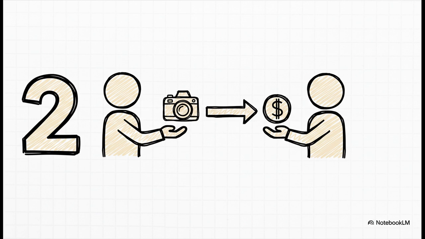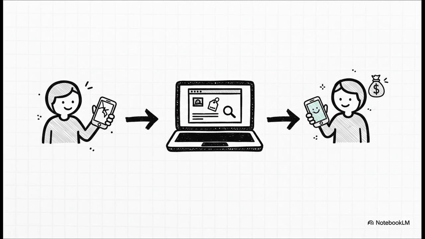Simple as that. I'm sure you've done this. Let's say you've got an old mobile phone just sitting in a drawer. You don't use it anymore, right? So you take a few pictures, you post an ad on a site like OLX, and then another person sees it and buys it from you. That, my friend, is a classic consumer-to-consumer or C2C deal.